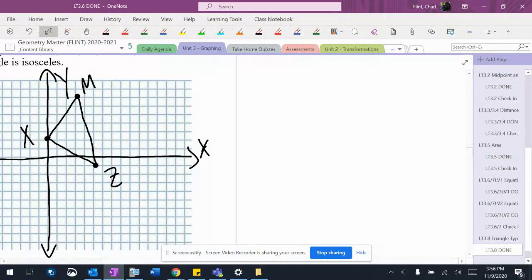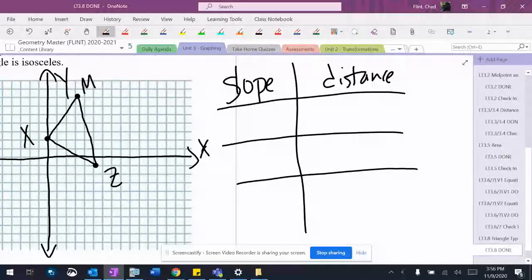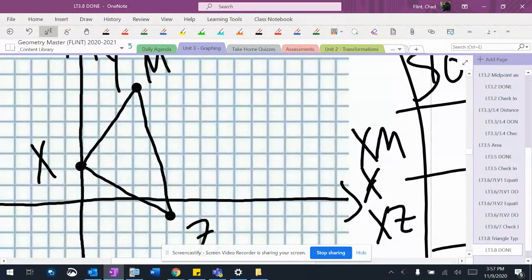I suggest that every time you do one of these, you make a little chart here. So slope and distance. And what I'm going to do is I'm going to do that for each side. So x, m, x is z, and then so this is going to keep me organized, all right, so I can get this stuff done.